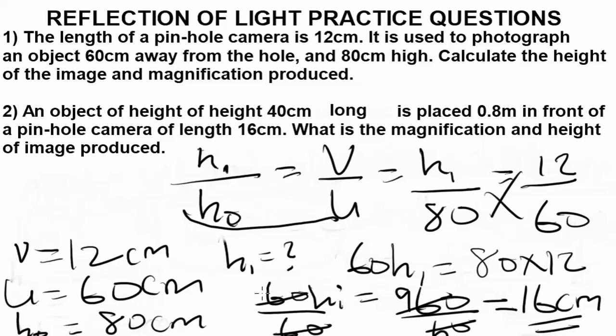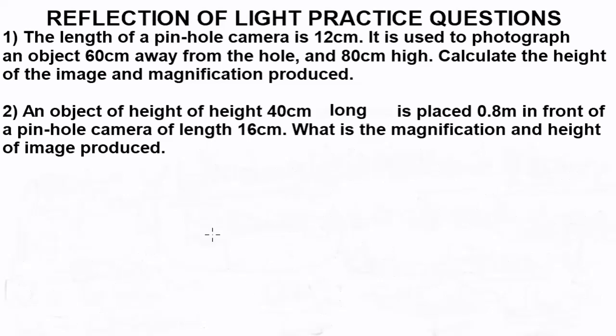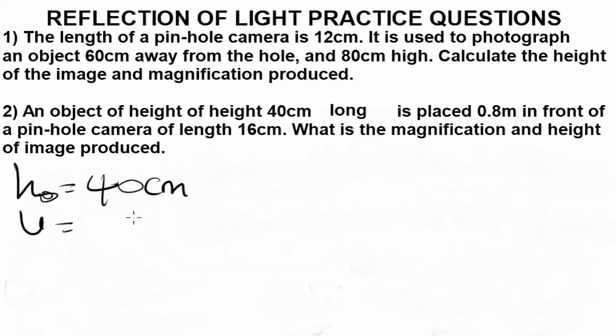Now let's wipe this and solve question 2. Very interesting. Question 2 says an object of height 40 cm is placed 0.8 meter in front of a pinhole camera of length 60 cm. What is the magnification and height of image produced? Let's bring out our parameters. We have our HO, the object height, to be 40 cm, and the object distance U to be 0.8 meter.